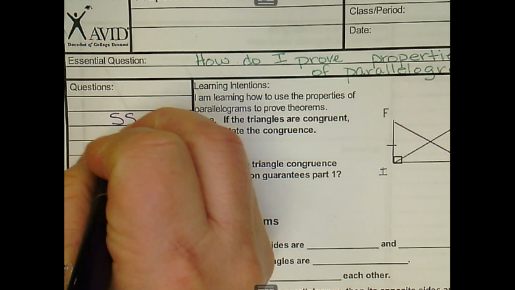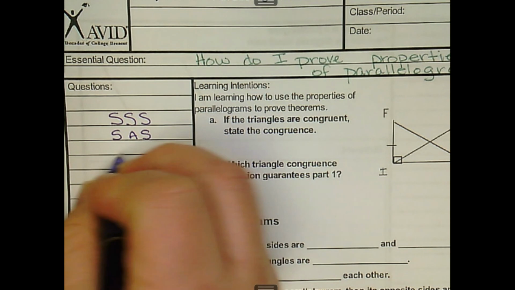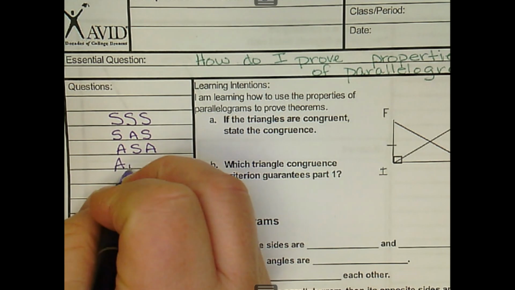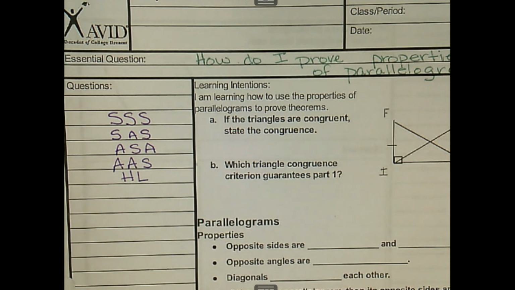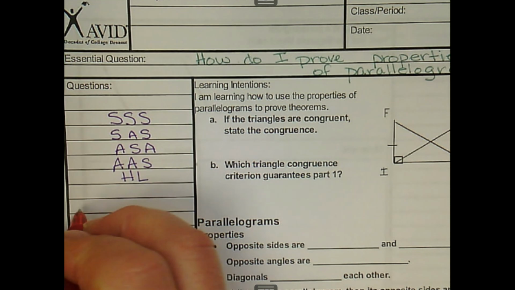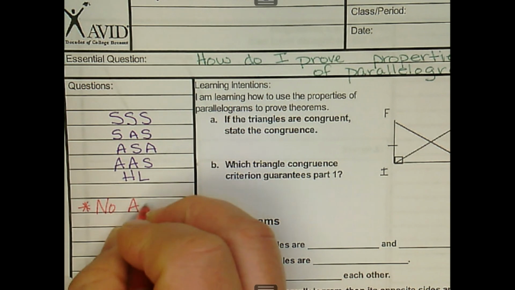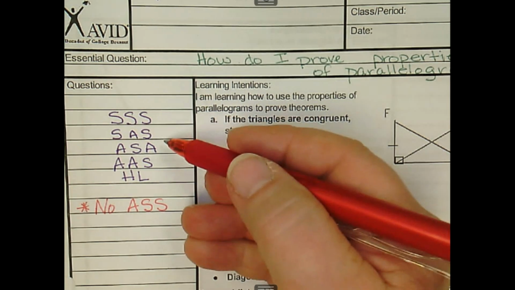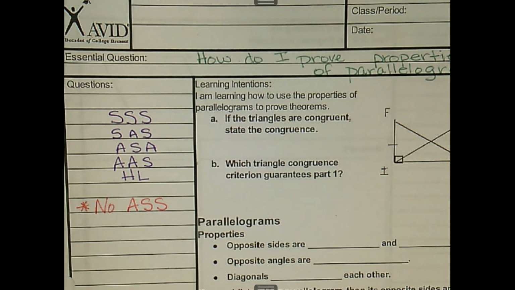Side, side, side. Side, angle, side. Angle, side, angle. Angle, angle, side. And hypotenuse leg. Hypotenuse leg is for right triangles only. Remember, there is no angle, side, side congruency. Side, side, side; side, angle, side; angle, side, angle; angle, angle, side; and hypotenuse leg.